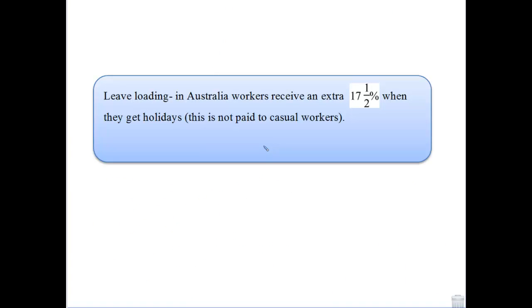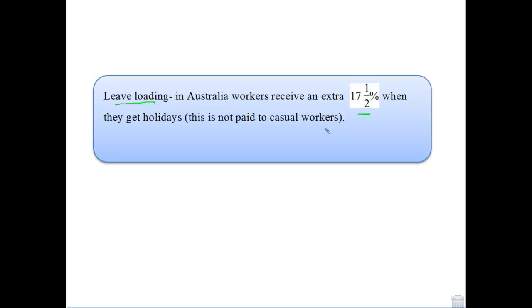Another, I suppose it's a penalty rate, but it's an extra that we get in Australia, and it's called leave loading or holiday loading. That's really nice because this is pretty unique to Australia compared to a lot of places in the world. Going on holidays, you're going to get 17.5% extra for your 4 weeks of holidays, which is pretty good.